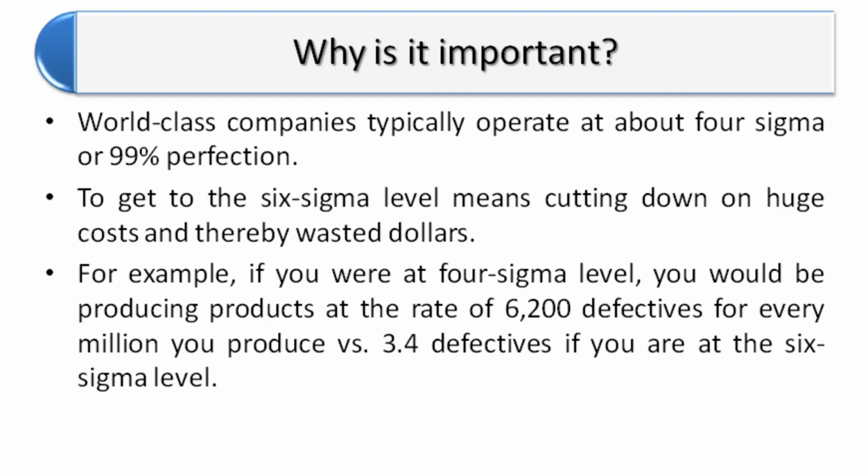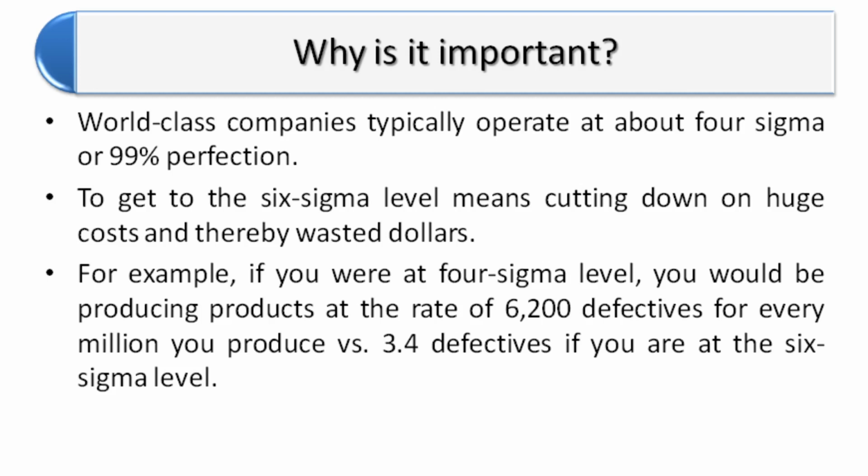For example, if you were at 4 sigma level, you would be producing defectives at a rate of 6200 per million per year, which you have to reduce to 3.4 defectives per million if you are at 6 sigma level. So 6200 at sigma level 4 to 3.4 at sigma level 6. It's a huge difference you will create only by shifting from sigma 4 to sigma 6. So this is the importance of 6 sigma.